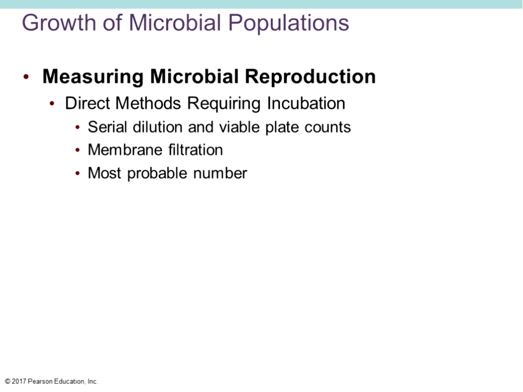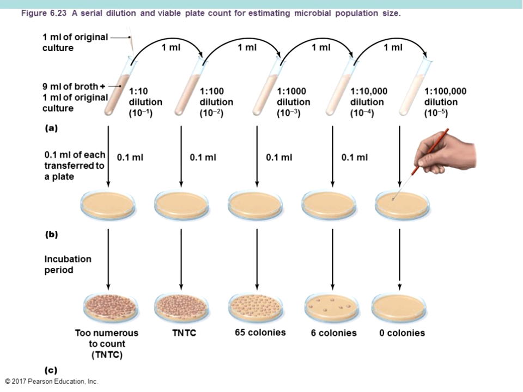This is a direct method that requires incubation. We can use a serial dilution and do plate counts from that. We can use membrane filtration, and it once again requires incubation, so the microbes have to actually grow over time. And we can also use most probable number to give quantitative data on about how many cells we have there.